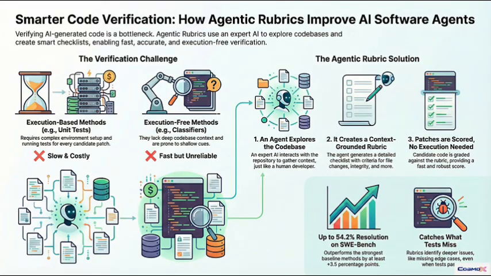Okay, let's unpack this. We have these amazing LLM software engineering agents, right? They can write some seriously complex code, but the second they produce a patch, we hit this massive wall, the verification bottleneck. How do we know if the code is any good? And how do we know quickly? That verification step is everything.